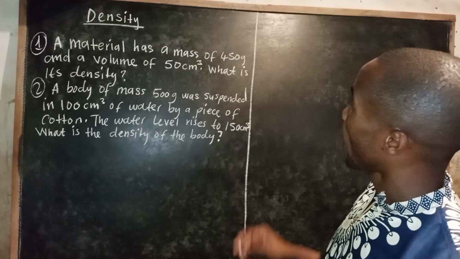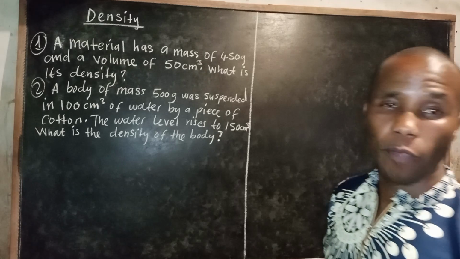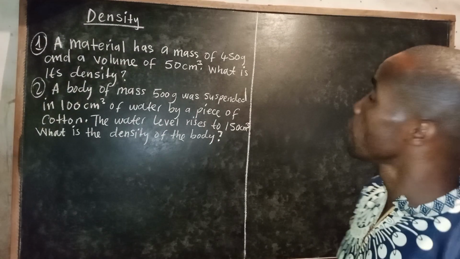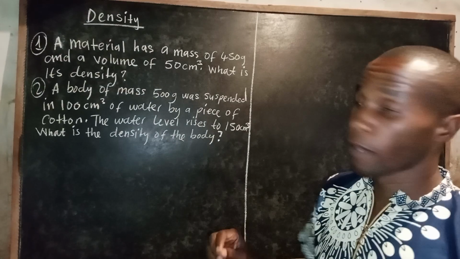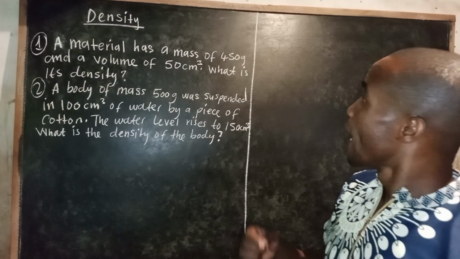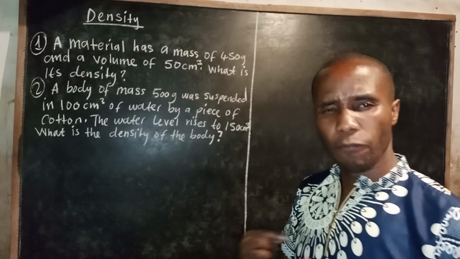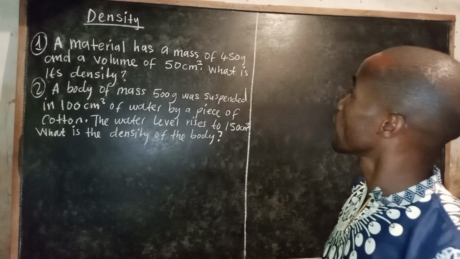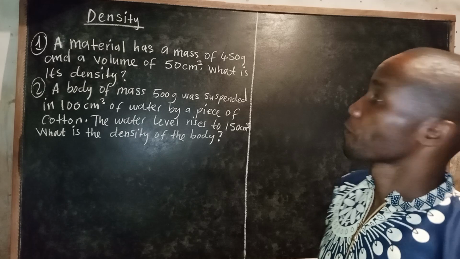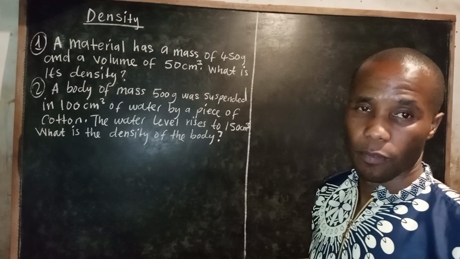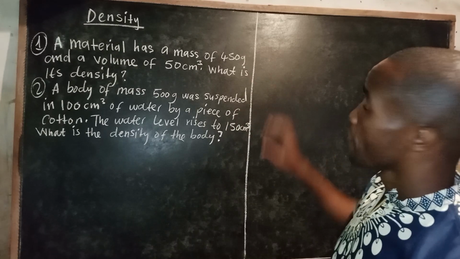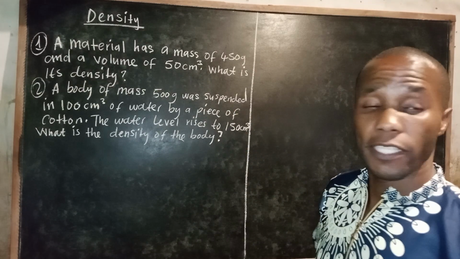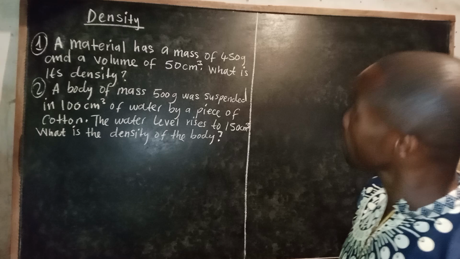Okay, so first of all, you need to understand what density is. Density is defined as mass per volume. The units for density are grams per centimeters cubed or kilograms per meters cubed. That is the units for density. Okay, so now let us quickly go to the question and see how we are going to answer this particular question.